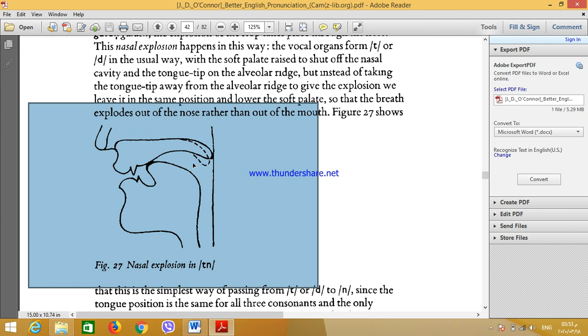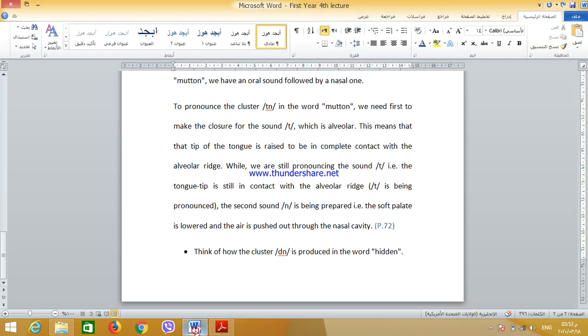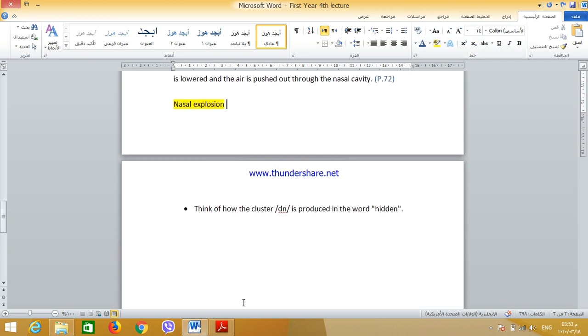In this case, we will not have an oral explosion, we will have a nasal explosion. It means that the air is pushed out through the nasal cavity. This is what we mean by nasal explosion. I'm going to write it here. Nasal explosion. Okay? This is a very important expression. It's different from an oral explosion. Now, think of how the cluster da na is pronounced in the word hidden. Hidden. Again, don't forget there is no schwa here. We have a cluster of da, na.